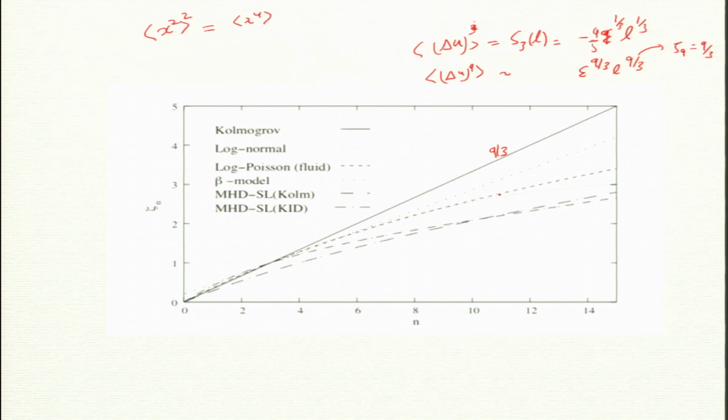She-Leveque is this line. Kolmogorov log normal is this line. The data appears to be closer to this line, but you can see that it deviates very strongly from q by 3. By the time it reaches 10, the difference is around 10%. For q equal to 10, this will be 3.3, but the answer is around 2.4 or so. So, the difference is seen in experiments.